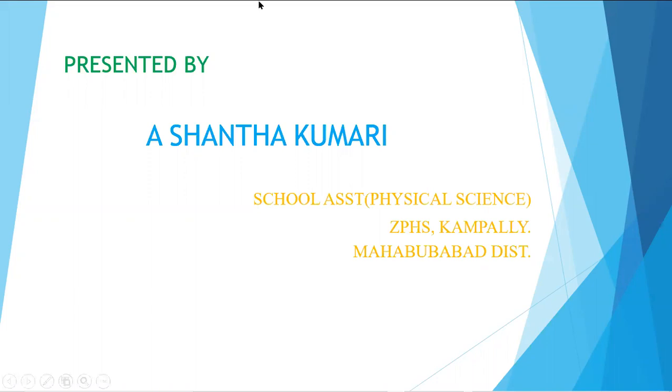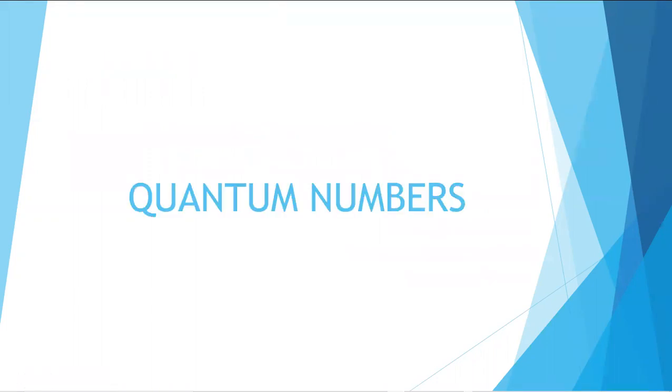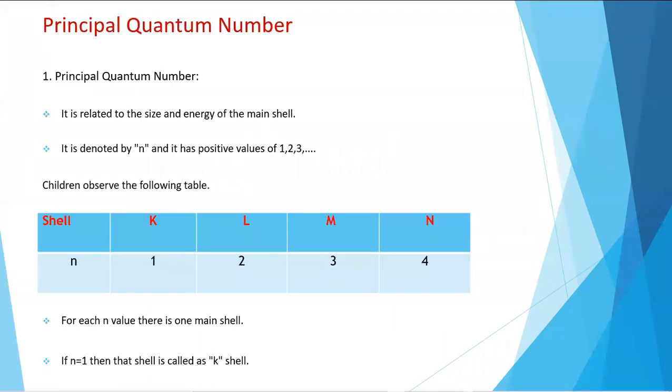Children, today we are going to learn about the quantum numbers in the physics chapter of class 10th. These quantum numbers indicate the probability of finding the electron in the space around the nucleus. The first quantum number is the principal quantum number. The principal quantum number is related to the size and energy of the main shell. It is denoted by N and it has positive values.